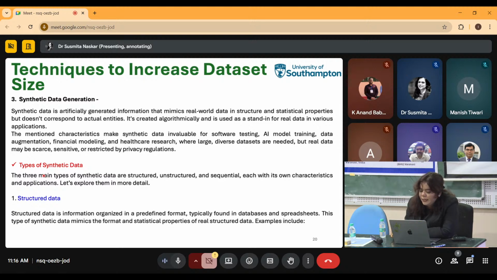There are generally three types, or families, of ways we do this. The first one is structured, which is mainly tabular, when your data is based on rows and columns. That is called structured. Then you have unstructured data, which means images, text and audio. And then you have sequential data, which means time series or event streams. Those are the three families we generally use.